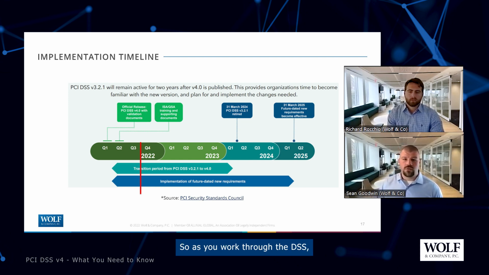So as you work through the DSS, you'll see not only does the document outline what the expected control is, but it tells you the intent of the control so that you can evaluate which approach is appropriate for you. It's also worth noting during this implementation period, where you're evaluating when you'll make the switch over to version 4, you are able to take that customized approach at a control by control level. It's not all or nothing. So you can have 99% of the controls tested through the defined approach, which is what you're used to up until now, and then maybe you have 1 or 2 controls that you're going to use that customized approach. That flexibility is available for you in version 4.